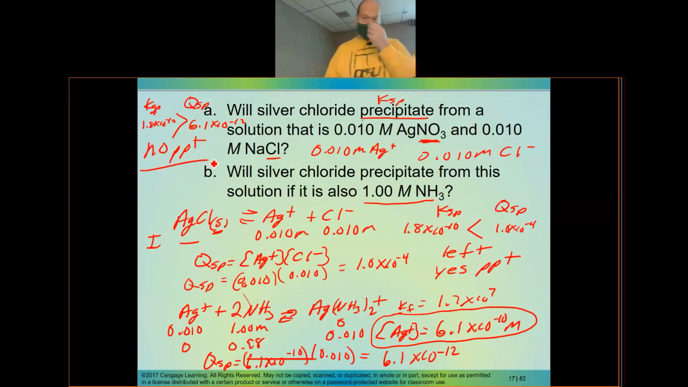All right, so it makes a huge difference when you add NH3 because that forms a complex ion, which removes almost all of the Ag plus. It goes from 0.01 molar to 6.1 times 10 to the minus 10 molar, which then is so small an amount of Ag plus in solution that you will not precipitate AgCl.